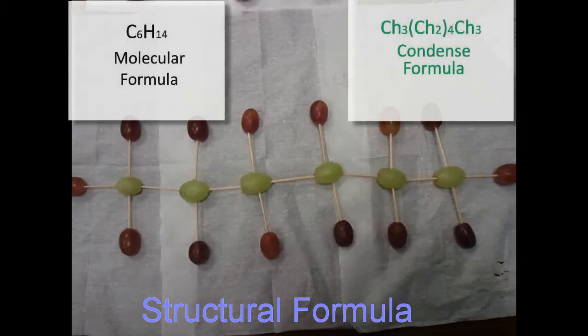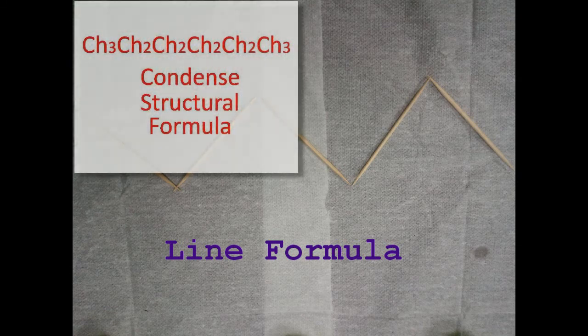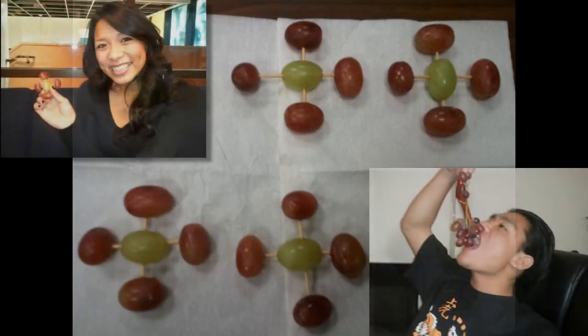And there it is. So ending this, you know what a molecular formula is, and you know how to build a structural formula, a condensed structural formula, condensed formulas, and line formulas. And this is the basic of organic chemistry with carbon bonds.